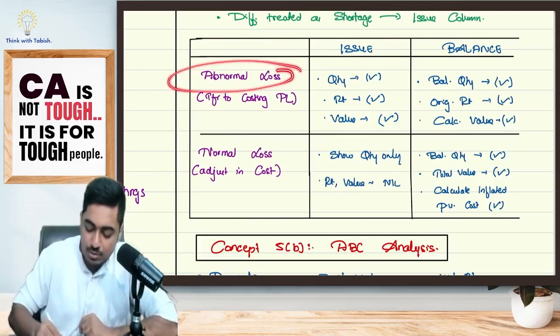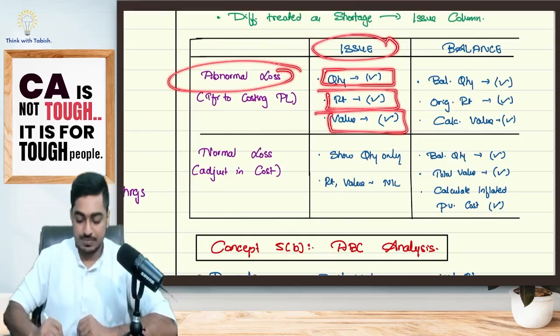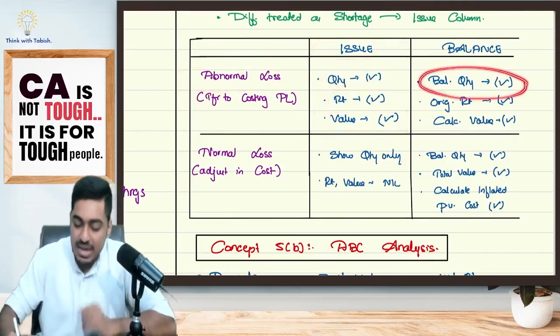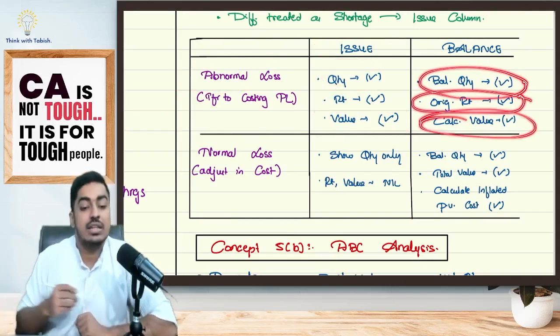In case of abnormal loss, in the issue column, I will show the quantity also, I will show the rate also, I will calculate its value also. In the balance column, I will show how much balance quantity is there. I will show the original rate only. Based on that, I will calculate the value.